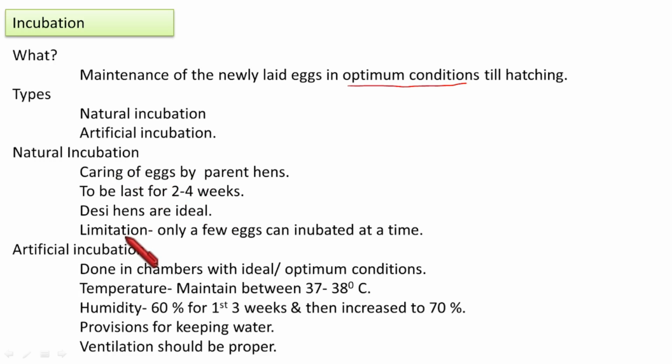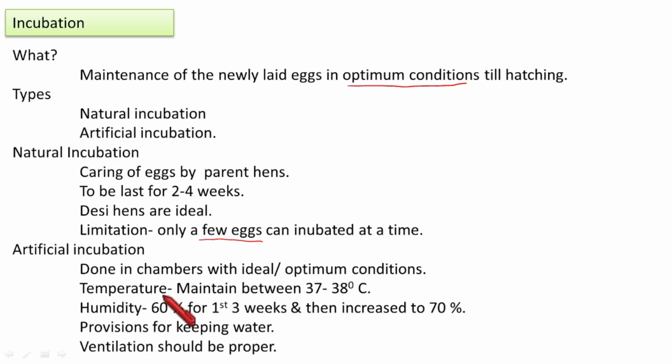Then there is one limitation for this natural incubation method. What is that limitation? Only a few eggs can be incubated at a time. That is the limitation. Then coming to artificial incubation. Artificial incubation means it will be done with the help of some machines. It is done in chambers, and inside the chambers we are maintaining ideal optimum conditions.